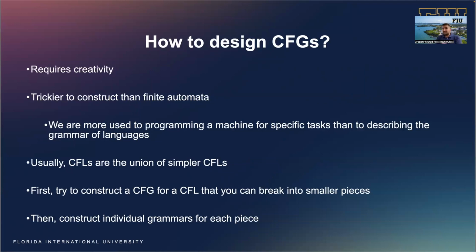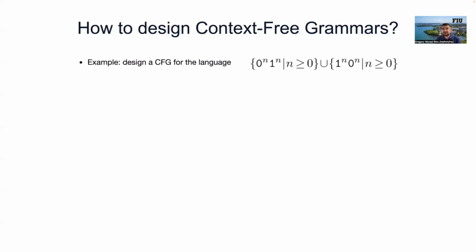Sometimes context-free languages are the union of other context-free languages, so it's good to practice problem decomposition. Break down your problem into subproblems so you finally merge the two into one variable, and you can construct the entire grammar. So for example, 0^n 1^n for any n greater or equal to 0, union with 1^n 0^n for any n greater or equal to 0. It's easy. Do one at a time.